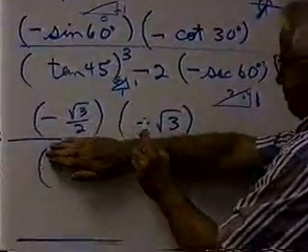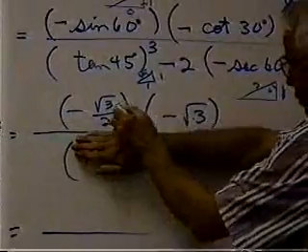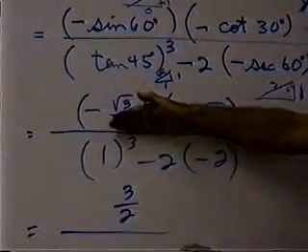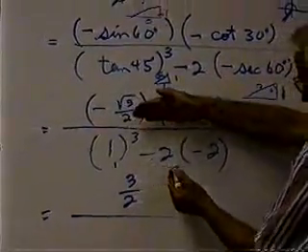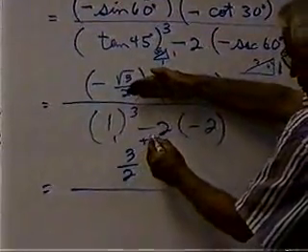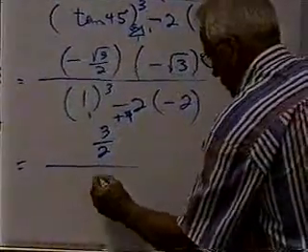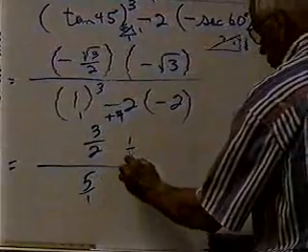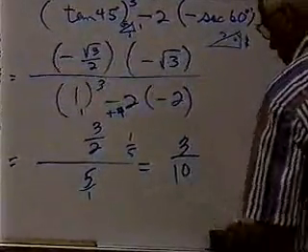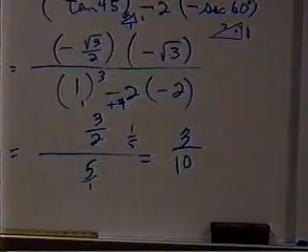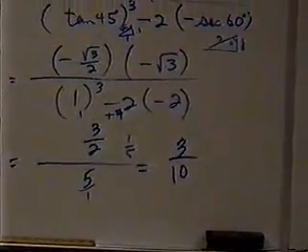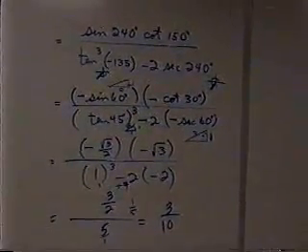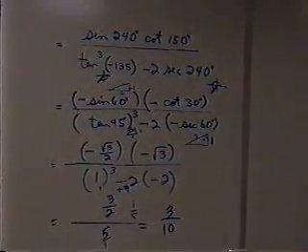Okay, top, minus times minus, that's plus. Square root of 3 times square root of 3 is 3. So this is 3 halves. On the bottom is 1 minus 2 times minus 2, which is a plus 4. And so it's 5. Now it's 3 halves divided by 5, invert and multiply, and we get an answer of 3/10. Okay, this concludes the tape then on related angles and the concept of changing an angle greater than 90 degrees back to an angle less than 90 degrees.